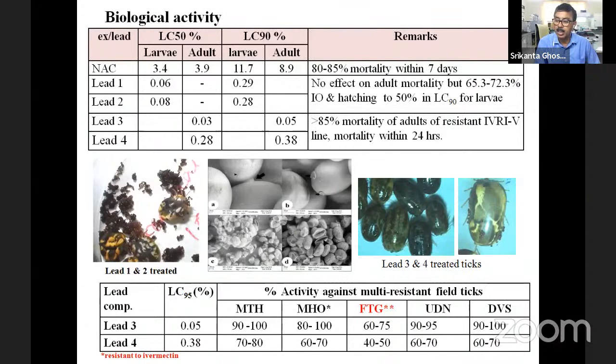That means whether there is a specific type of resistance or not, these ticks are multi-acaricide resistant, but still it is working. That means these compounds are working through a different pathway than the compounds already in use for the management of this particular tick. This is the most important crucial point here.